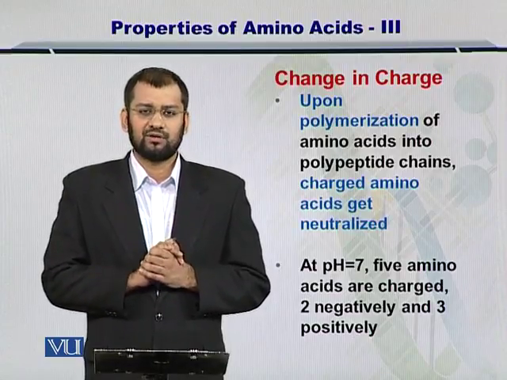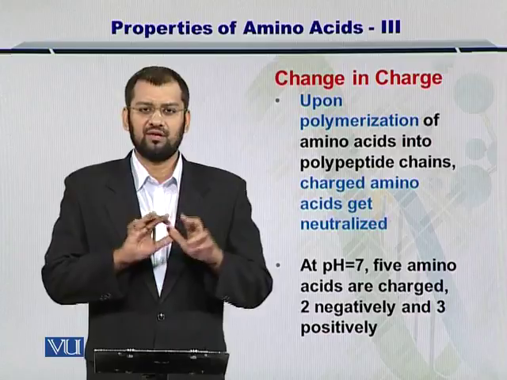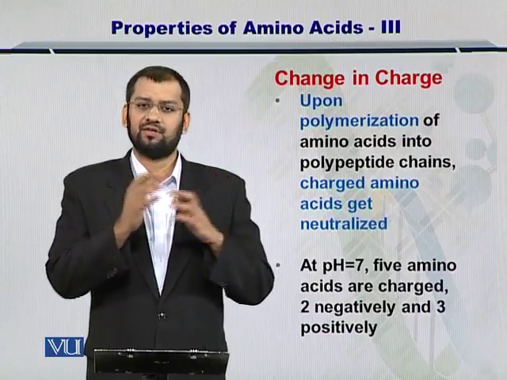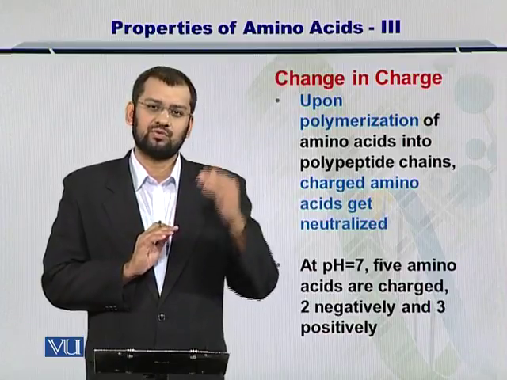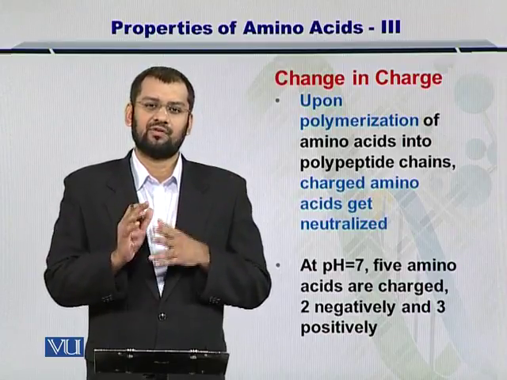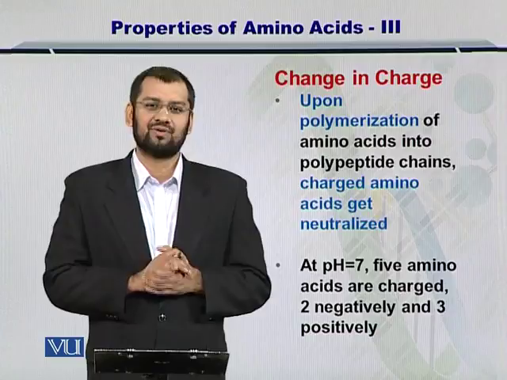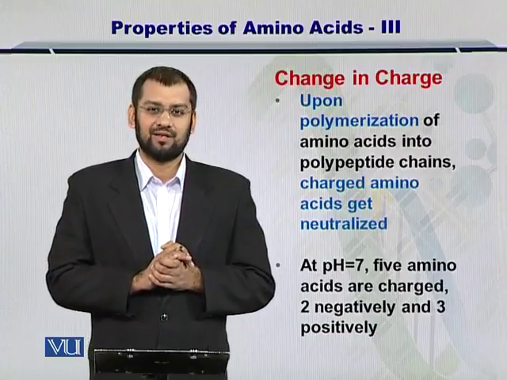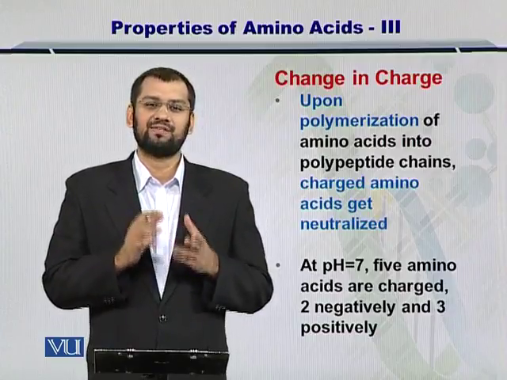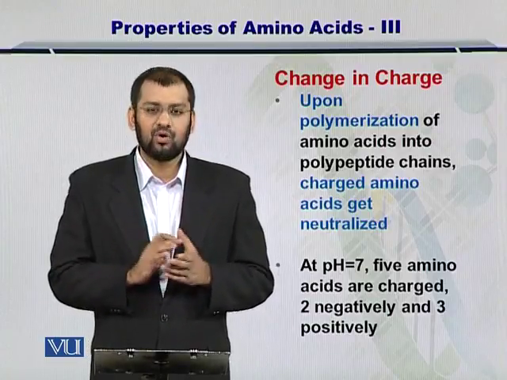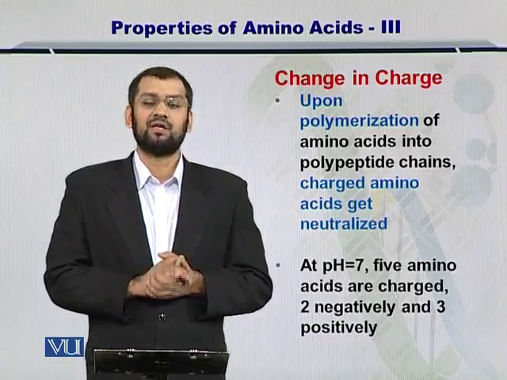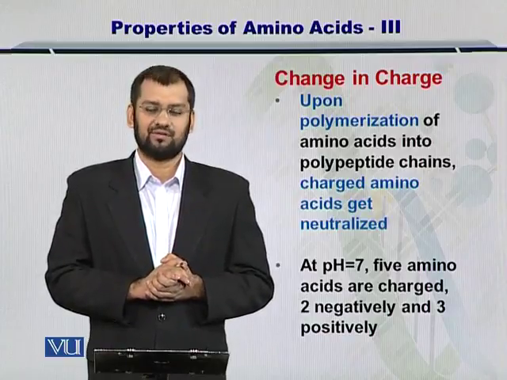It is very important to also consider the behavior of these charges at different pH levels. So if pH were to be changed, the positive and the negative charges on the amino acid will get affected. So at pH 7, that is the normal pH, 2 amino acids are negatively charged while another 3 are positively charged.